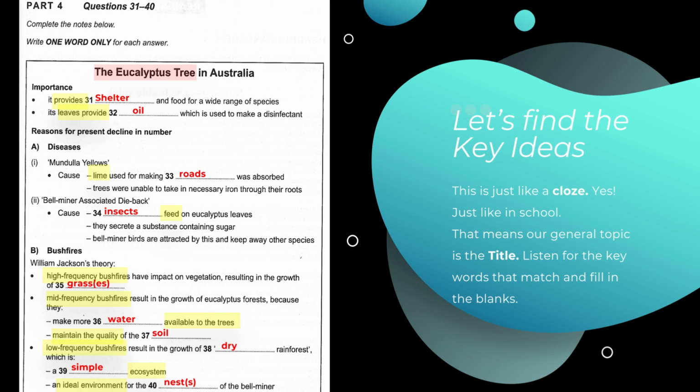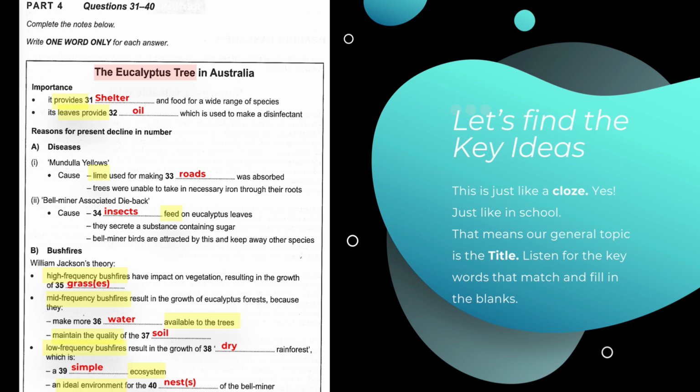Now, bushfires. High frequency, mid frequency, and we have low frequency. We have 3 different types, right? Fortunately, it goes in order through the dialogue. High frequency bushfire. What does it do? Grass. Mid frequency bushfires make more what? Water. It makes water available to the trees. Okay, cool. And it helps maintain the quality.